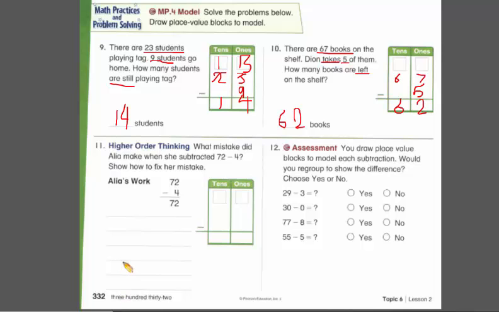Number 11. What mistake did Alia make when she subtracted 72 minus 4? This is Alia's work. Can we do ours?